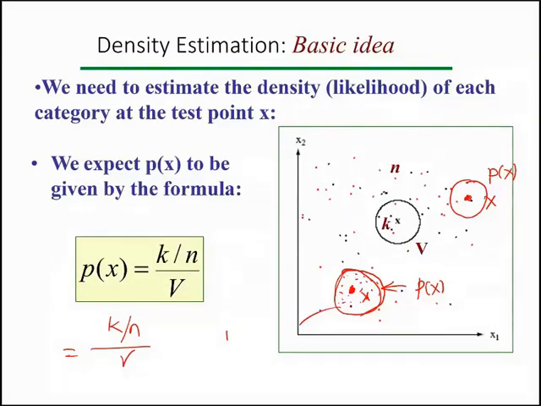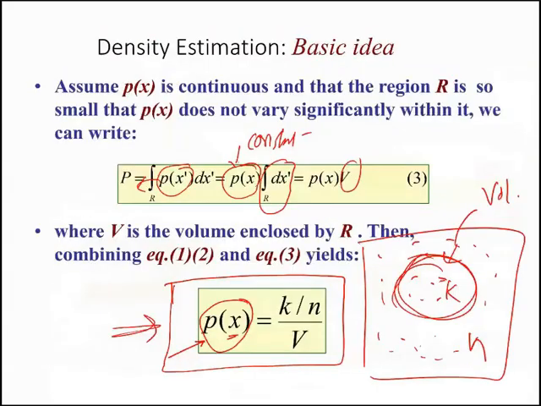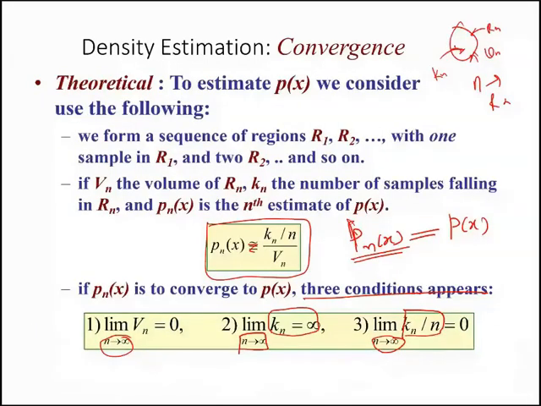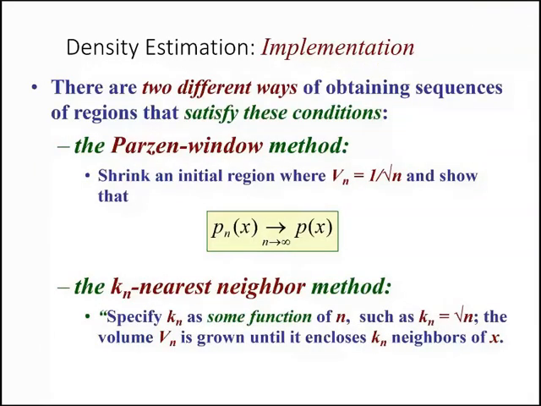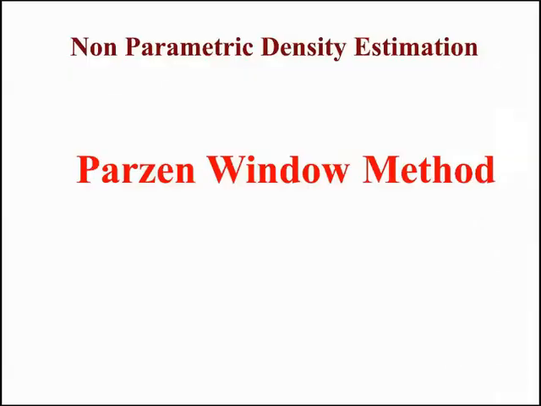So I take this sample which is x of our interest and then count how many samples fall in this particular window, divided by n, then by the volume of this particular window. So that is the way of doing it. And we have seen some theoretical constraints to implement this. So let us jump to the actual method called the Parzen window method. We will take one example so that this concept is more clear to you.